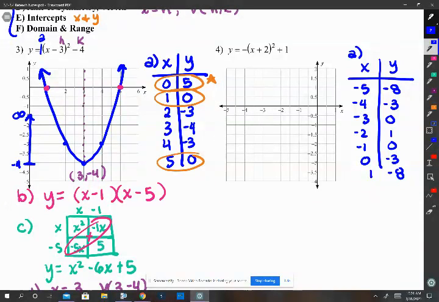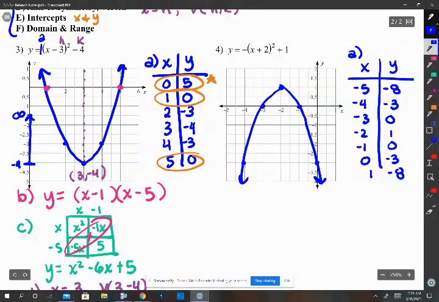So these are the points that I wrote down. So I've got negative 4, negative 3, negative 3, 0, negative 2, 1, negative 1, 0, 0, negative 3, and it looks like 1, negative 8 didn't fit. So my graph looks like this. When I look at my picture or up here, I want you to notice a couple things.